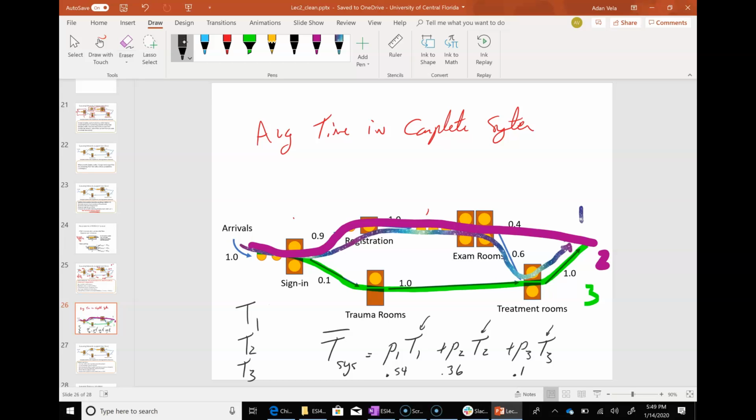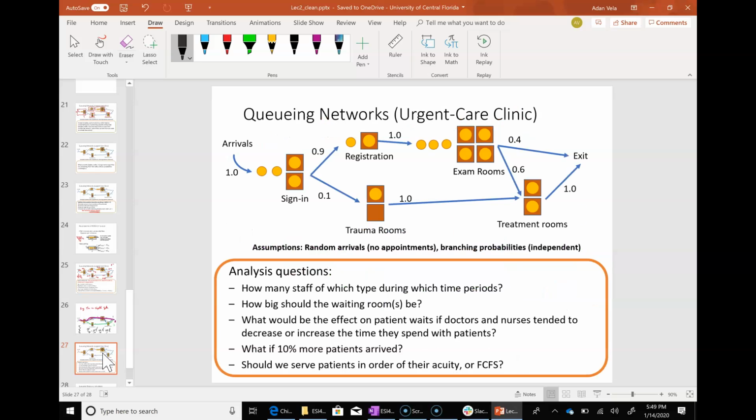So I'm going to say one more thing. I've got one more minute, so I'm going to use that minute. The types of questions that we're going to start asking in this class are, do I have enough exam rooms? How big should my waiting room be, right? What if 10% more patients arrive, right? What if there's some sort of emergency, and I get 100 patients all at once? What happens? Should I be treating folks first come, first served?